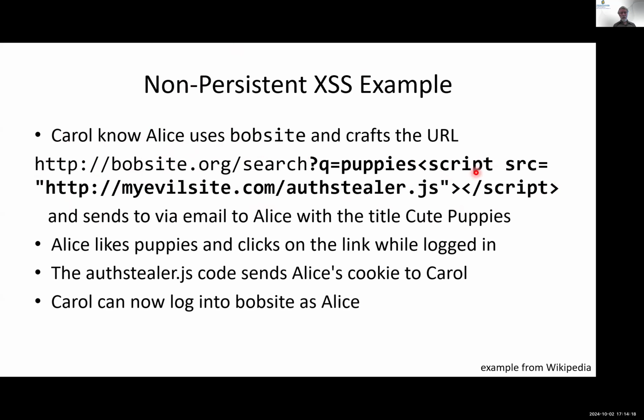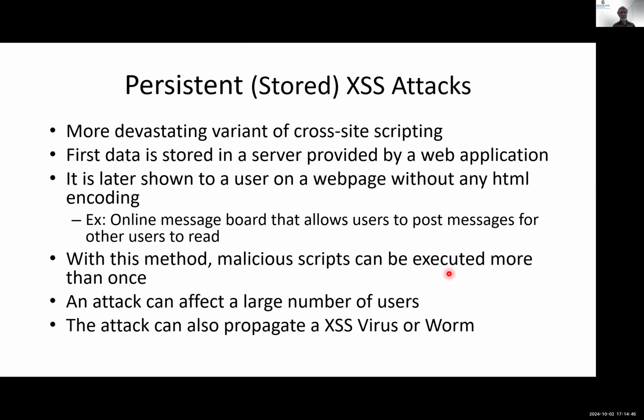And this is going to do some cross-site scripting attack. We execute the authorization stealer, get Alice's cookies. We'll talk about cookies on Monday, and send those off to Carol. So now that Carol has that, which is the authorization that Alice uses to get on, Carol can now log into Bob's site as Alice and use Alice's account.